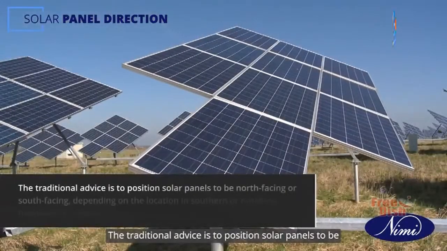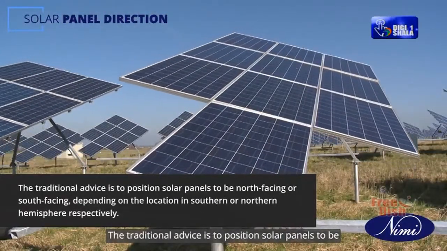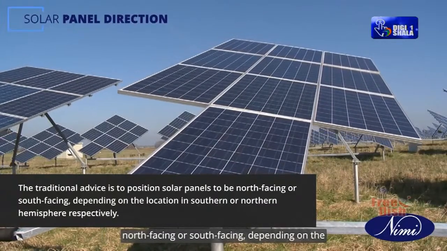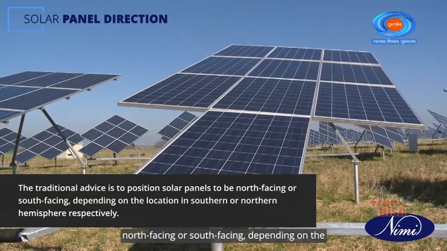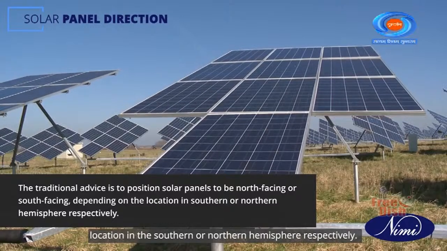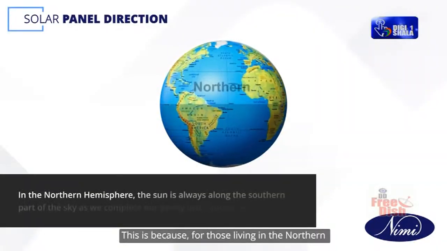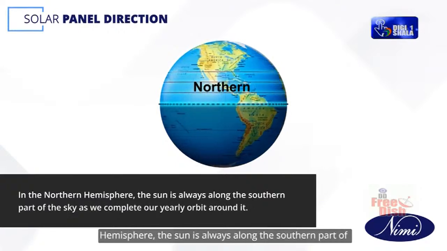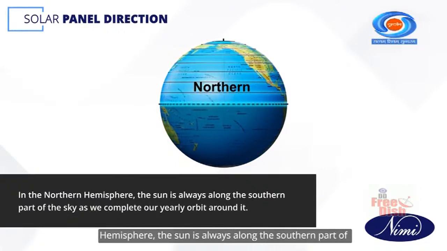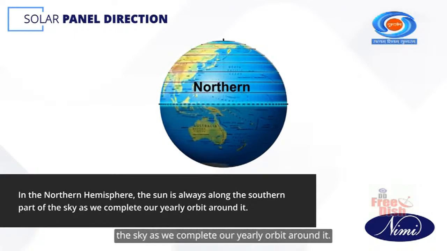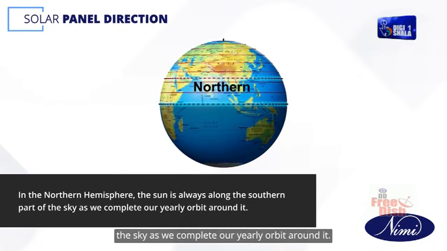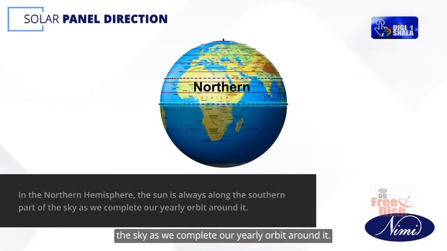The traditional advice is to position solar panels to be north facing or south facing, depending on the location in the southern or northern hemisphere respectively. This is because for those living in the northern hemisphere, the sun is always along the southern part of the sky as we complete our yearly orbit around it.